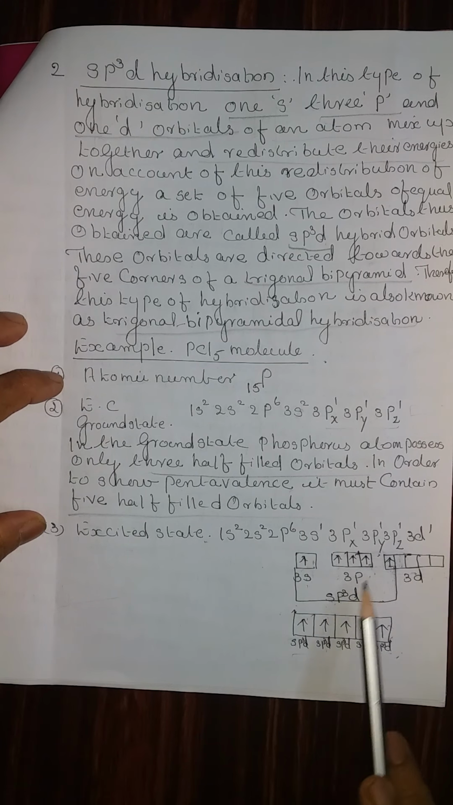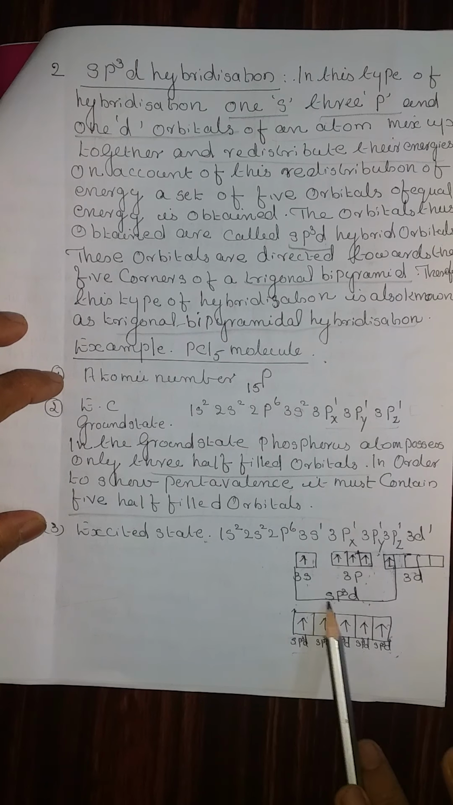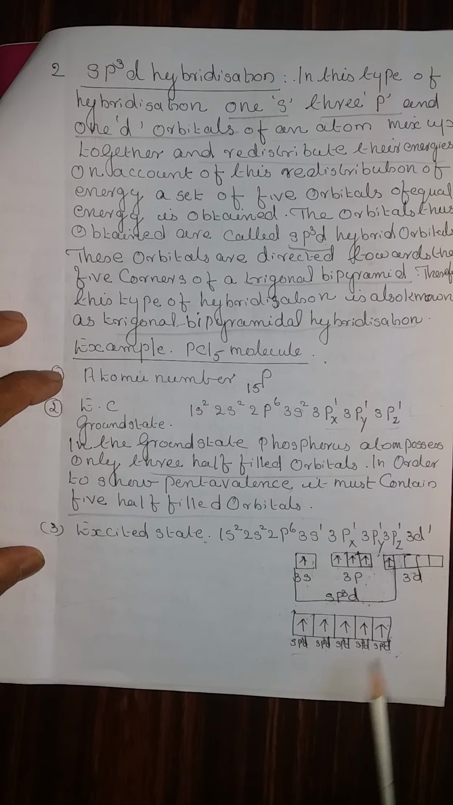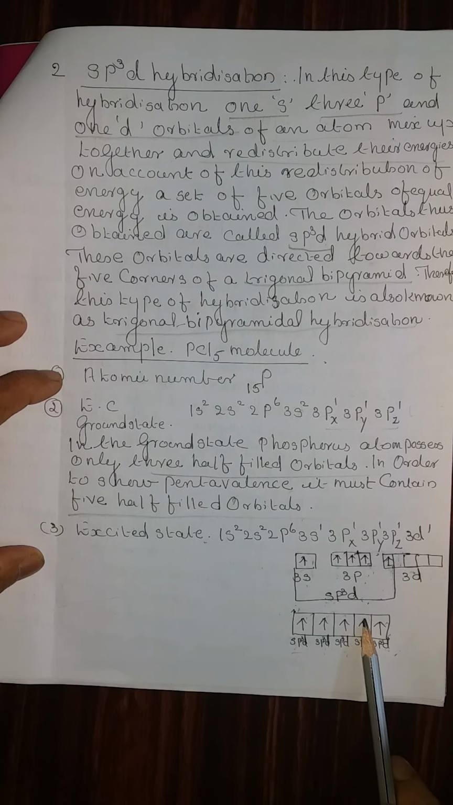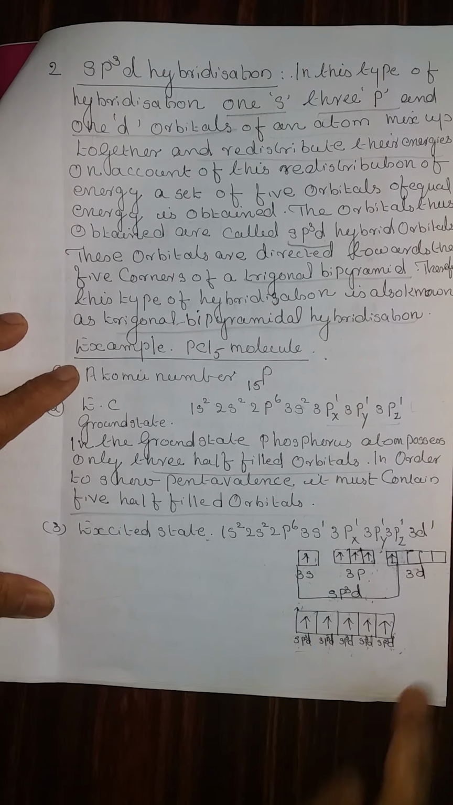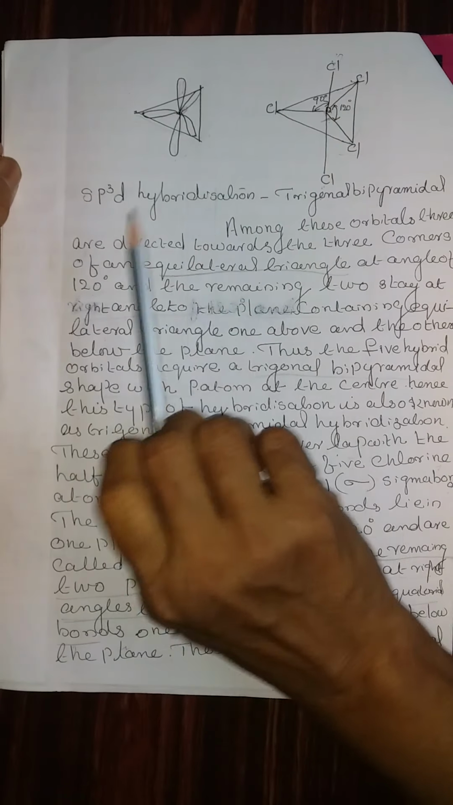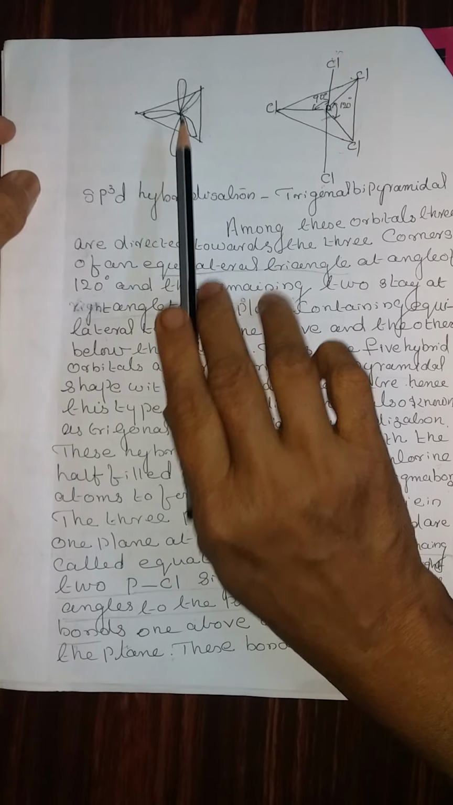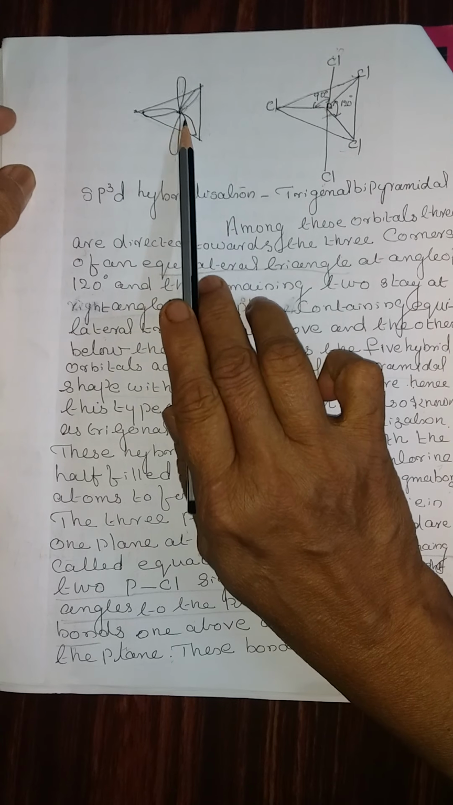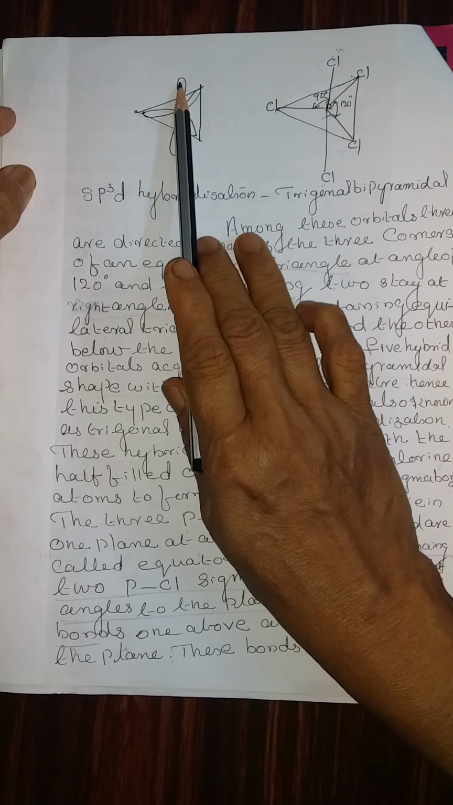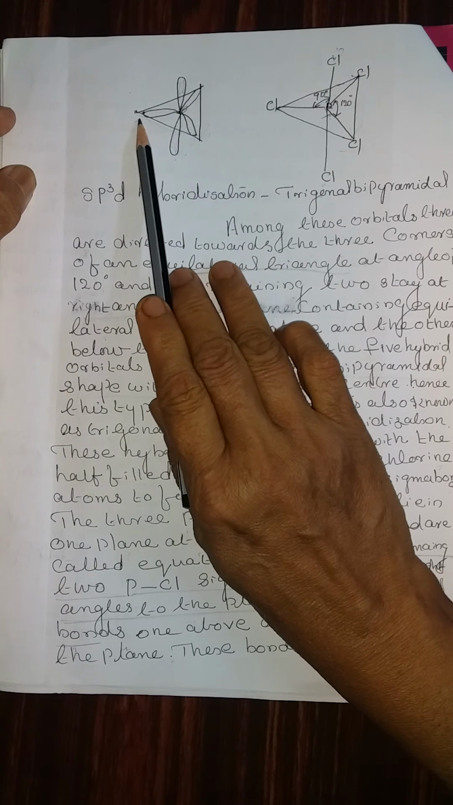These 5 orbitals undergo hybridization known as sp3d hybridization, resulting in the formation of 5 hybrid orbitals: sp3d, sp3d, sp3d, sp3d and sp3d. That is the diagrammatic representation of the hybrid orbitals. Now, the shape and the geometry of these hybrid orbitals is shown here. 3 are in the same plane, but 2 are different. 2 are at right angles to the 3 hybrid orbitals.